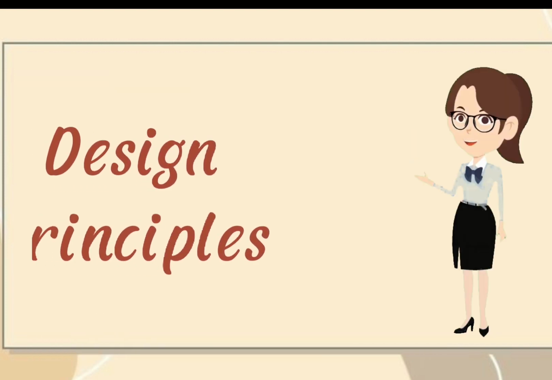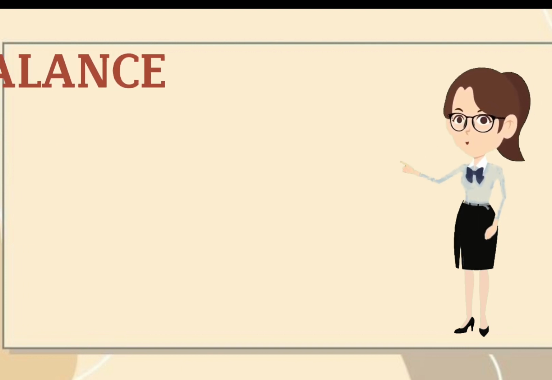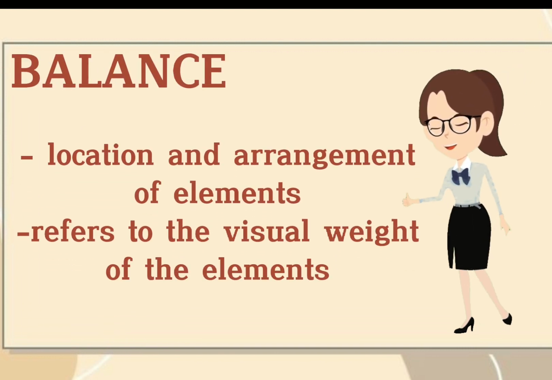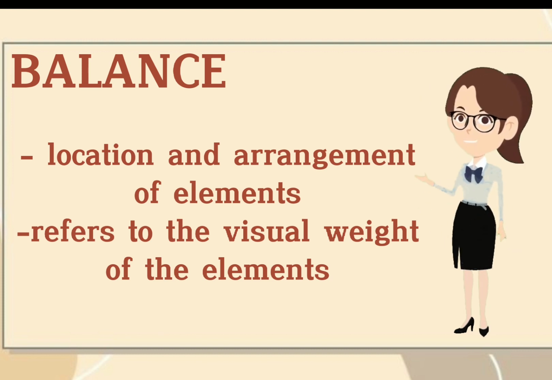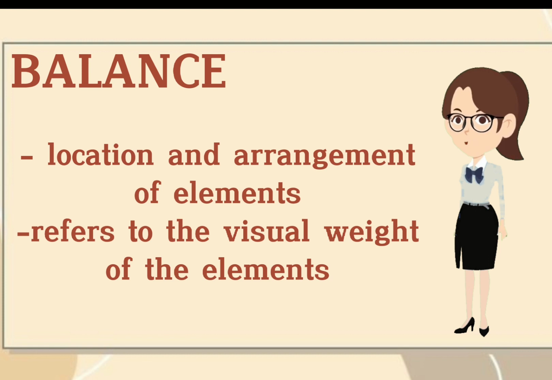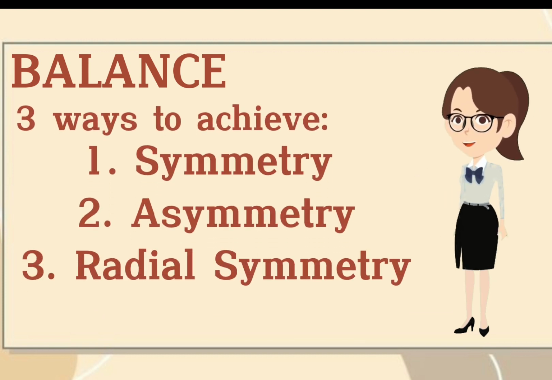Let us now go to the design principles. The first one is balance. It is the location and arrangement of elements. Balance also refers to the visual weight of the elements. There are 3 different ways to achieve balance.